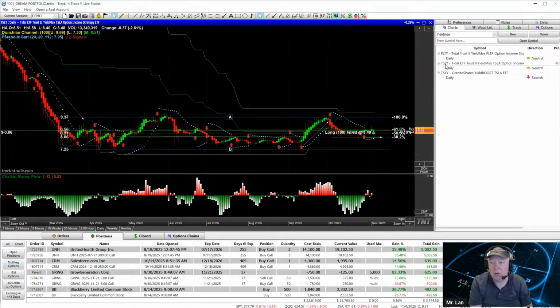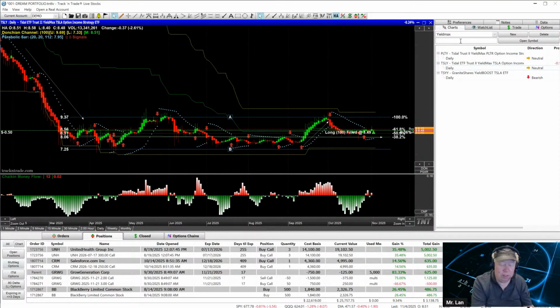So this is TSLY. This is the YieldMax version. TSYY is a GraniteShares version. GraniteShares trades put options. TSLY trades synthetic longs with covered calls. So it's a different strategy. Okay, not that one's any better than the other. They're just better in different situations. They're just different. Okay, they're not better or worse. They're just different. And depending on what the markets are doing, you might want to choose one or the other.